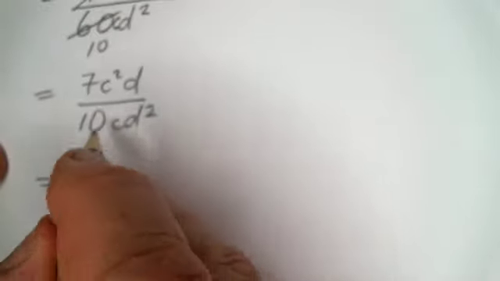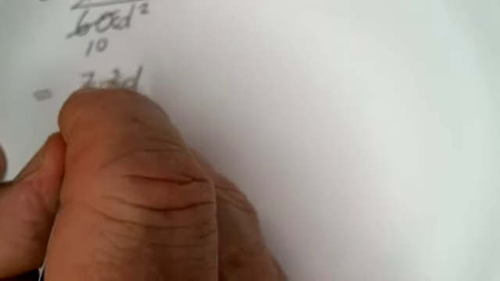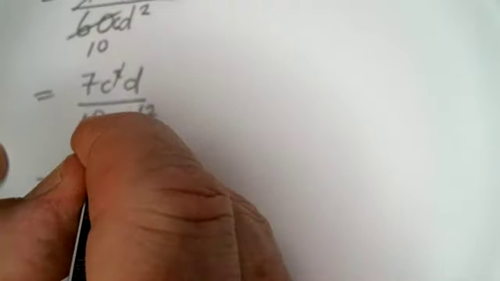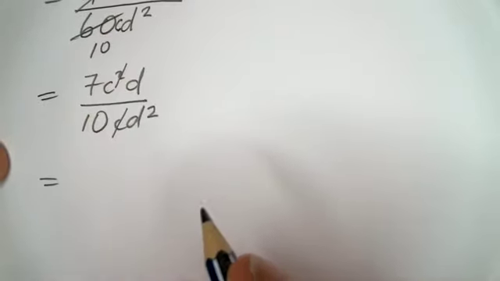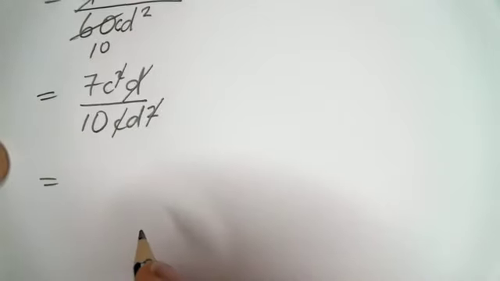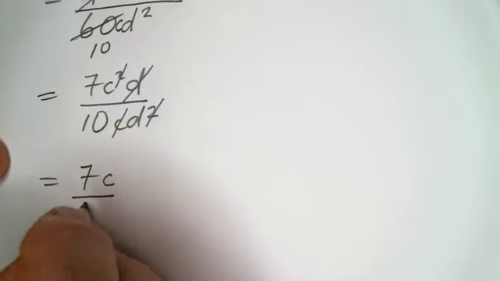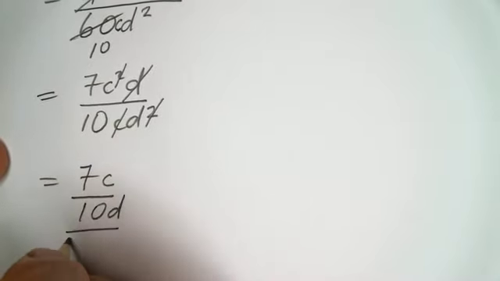All right, so I can't simplify the 7 and the 10 anymore, but I've got c times c on the top, and I've got a c on the bottom. So let's get rid of one of the c's on the top, there it is, and one of the c's on the bottom, there it is. We've got a d on the top, and a d times a d on the bottom. Let's get rid of the d on the top and one of the d's on the bottom, and straight away we've got 7c on 10d. And that's my solution.